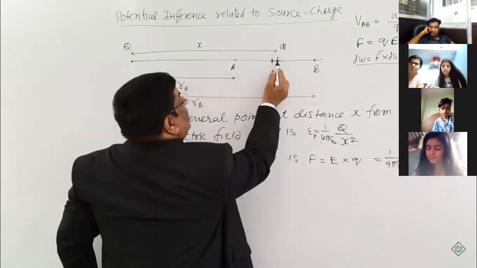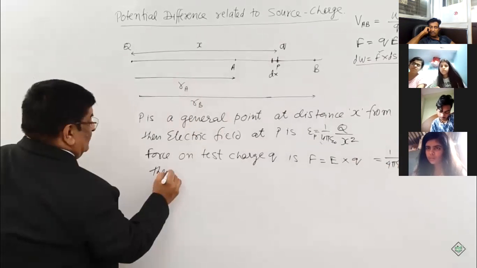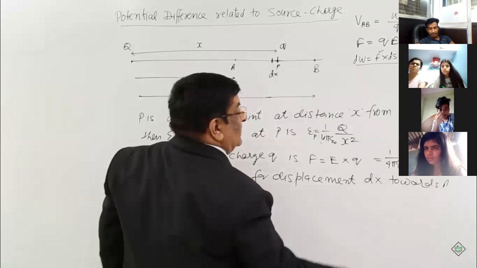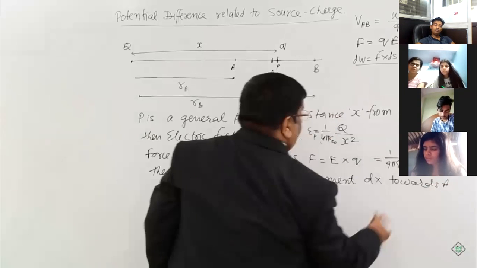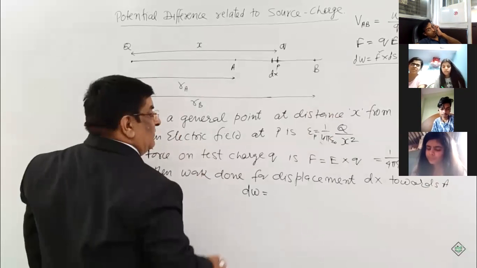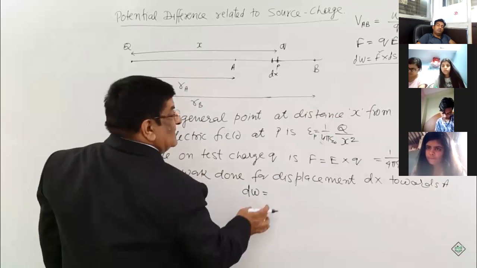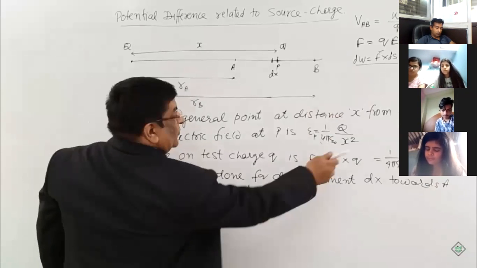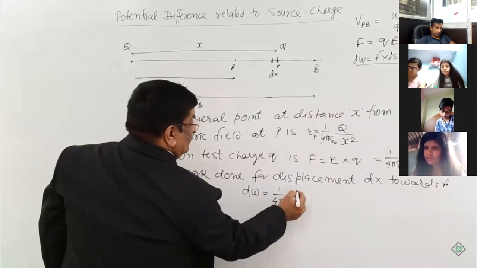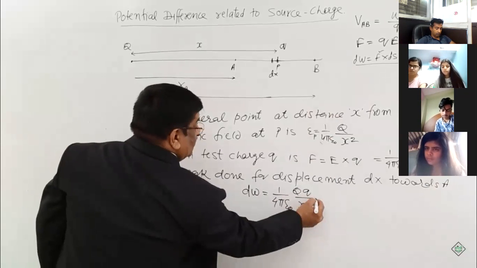Now I displace it with a little distance dx towards A. How much will be the work done? The answer is a very small work done, because the distance is very small dx, so work done will also be taken as small work done, dW. So this dW is equal to force. This is the force, 1 upon 4 pi epsilon naught Q upon x square. This is to be multiplied by dx.